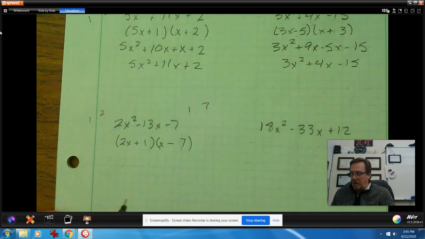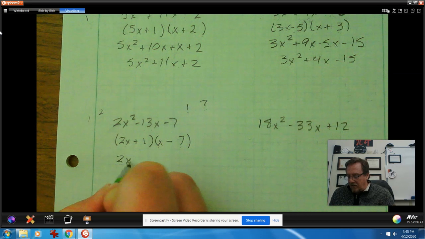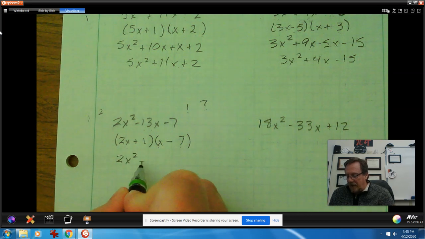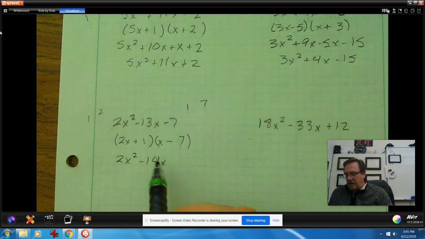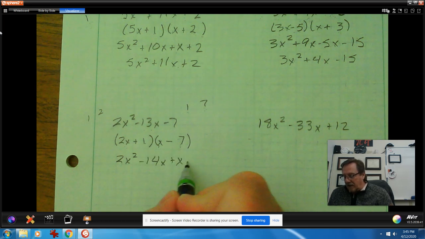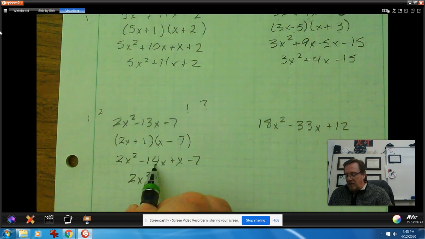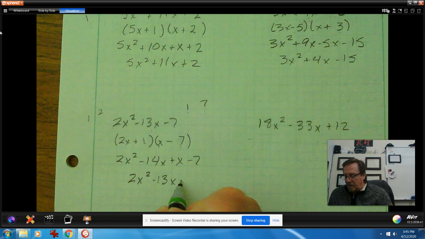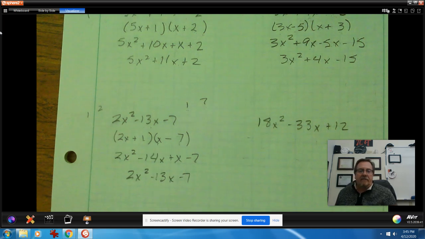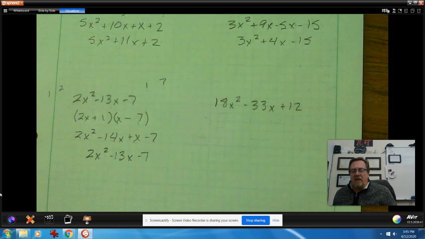Just showing you what we're going to do, I'll FOIL this back out again. 2x times x is 2x squared. 2x times negative 7, that's that negative 14x we were looking for. 1 times x is an x, and then 1 times negative 7 is minus 7. So notice, when you combine these middle terms, negative 14x plus x gives us that negative 13x in the middle, and that's how it factors. Okay, we're going to move on to the last one.